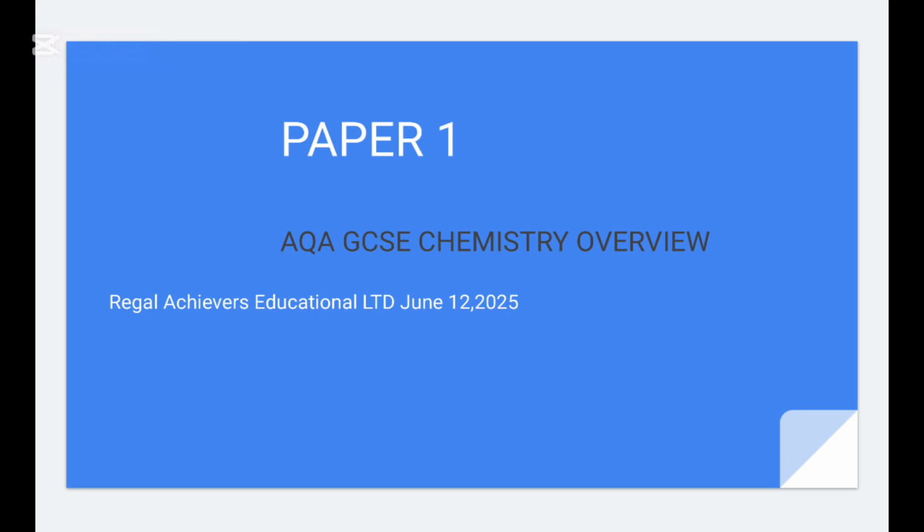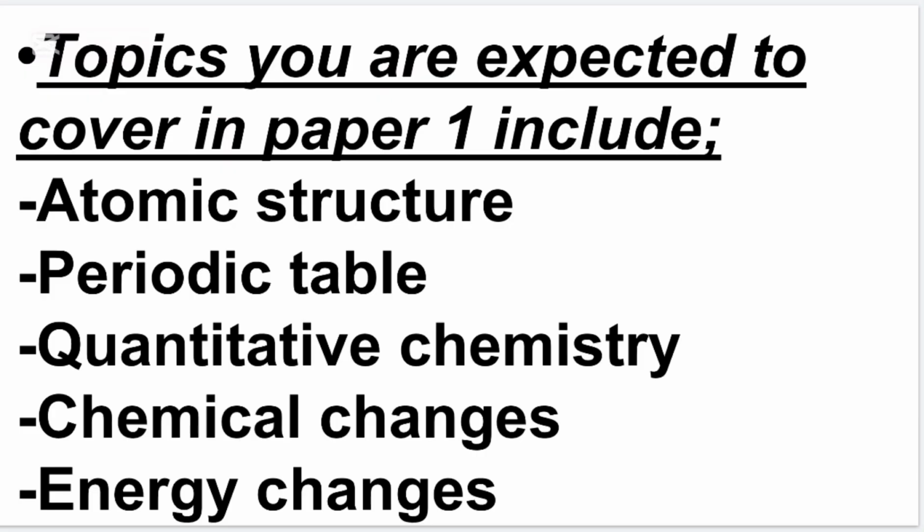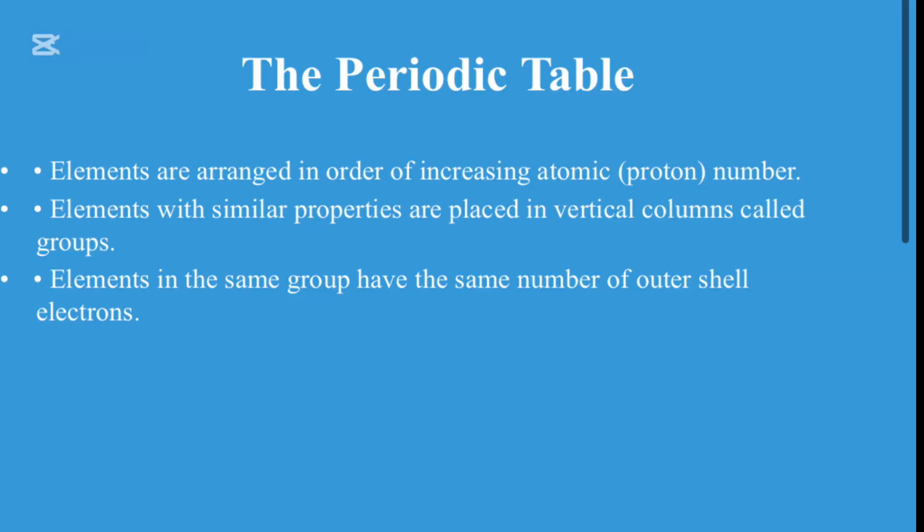Today, looking at Paper 1, AQA GCSE Chemistry Overview. These are the list of topics you are expected to cover: atomic structure, periodic table, quantitative chemistry, chemical change, and energy change. Our topic today will be the periodic table. What is the periodic table?